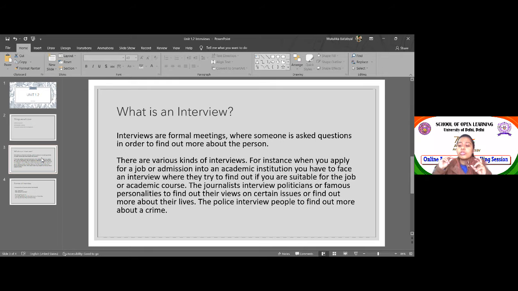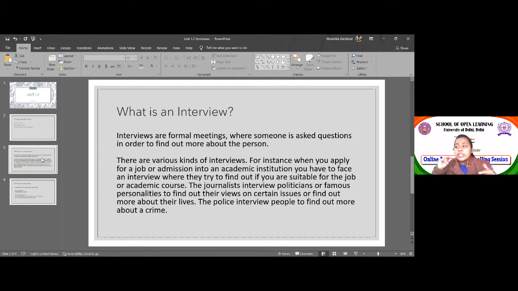So an interview usually has a goal. So if it's for an admission, then the goal is whether you are suitable for the institution you're trying to get admission into. If it's for a job, the interviewer is trying to see if you are suitable for the job that you have applied for. If it's a journalist, then the purpose is the various issues on which they are interviewing these personalities.